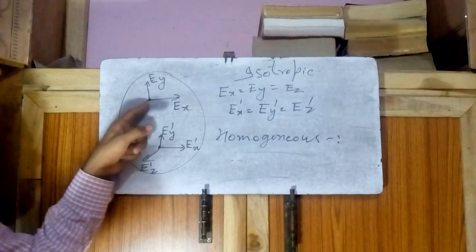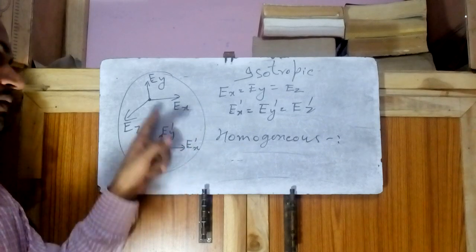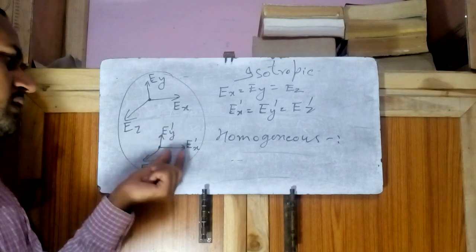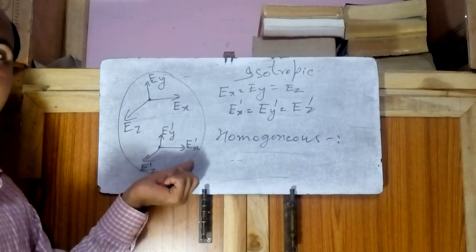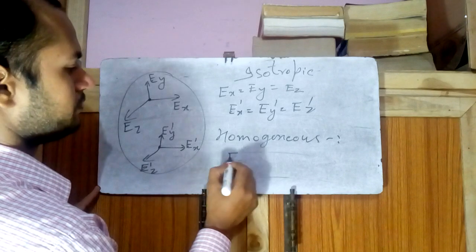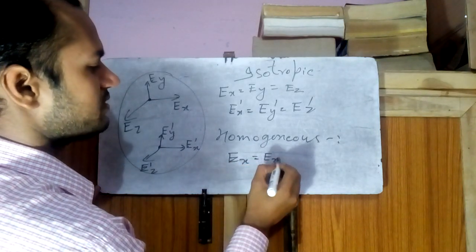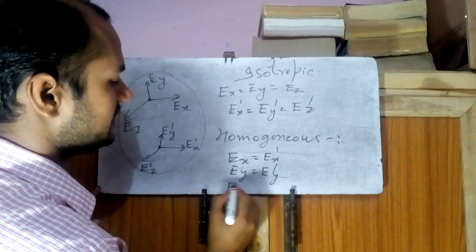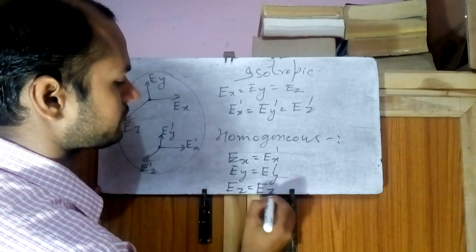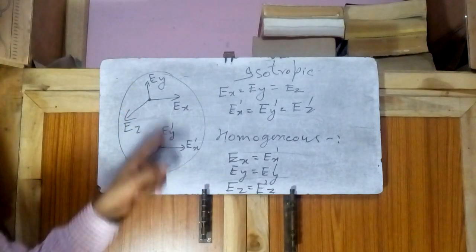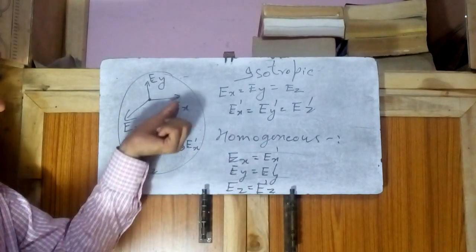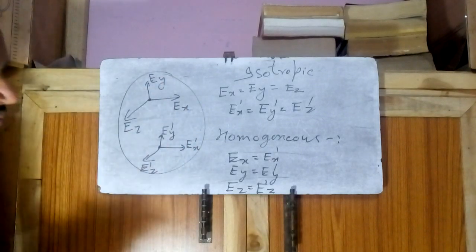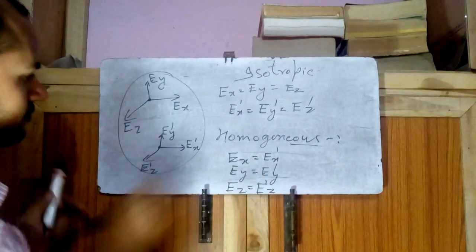Homogeneous says that in any given direction, at every point of the material, there will be the same property of the material. It means Ex is equal to Ex dash, Ey is equal to Ey dash and Ez is equal to Ez dash, right? It means that in a given direction the property of the material will be the same for each and every point. So that is homogeneous.